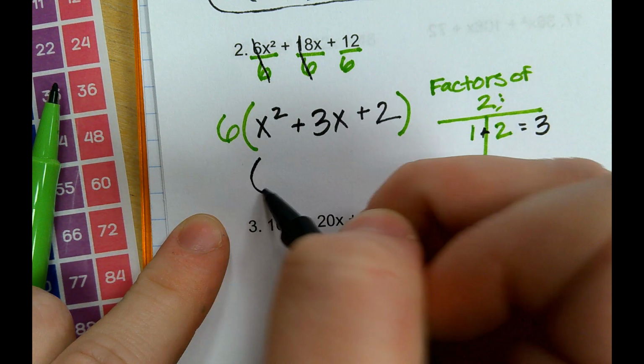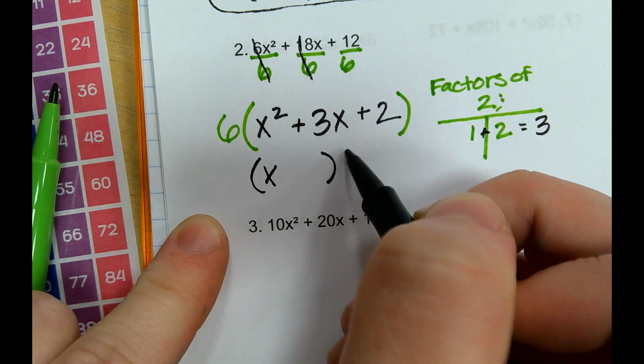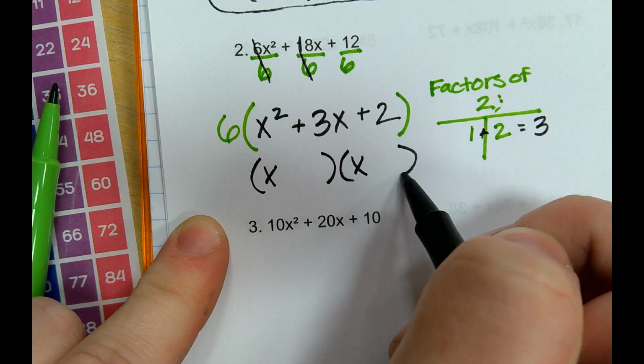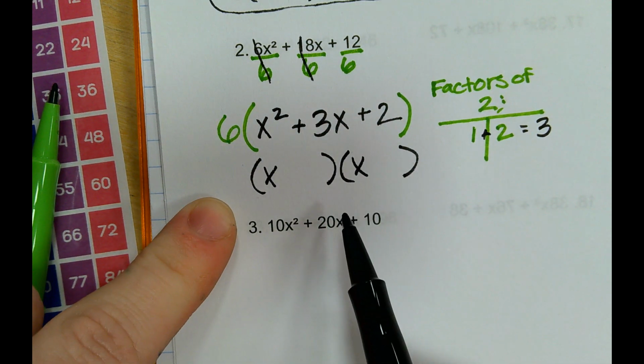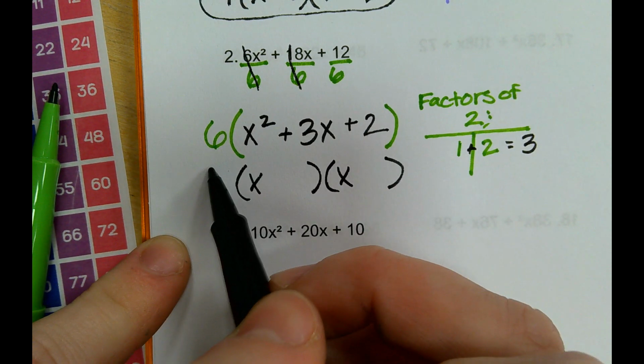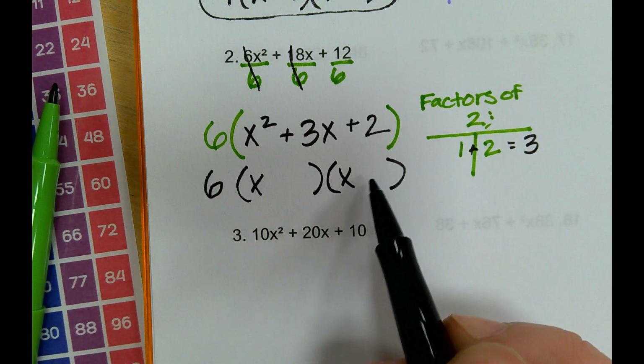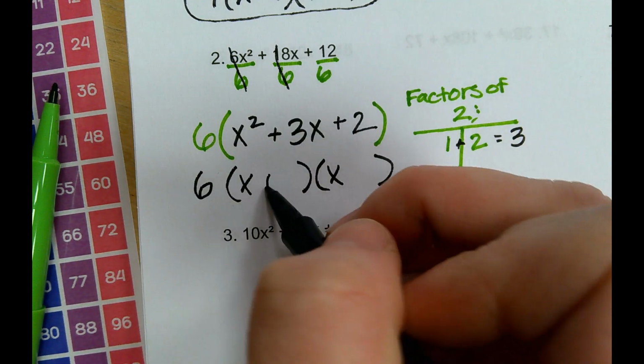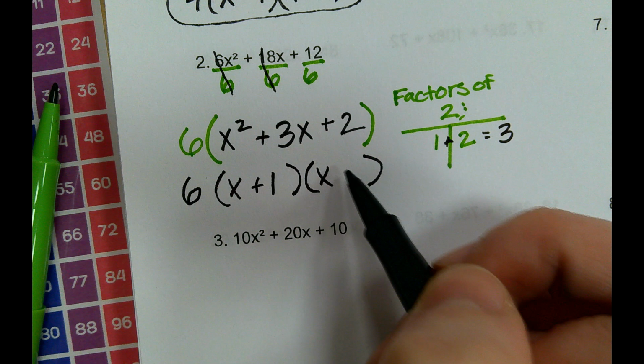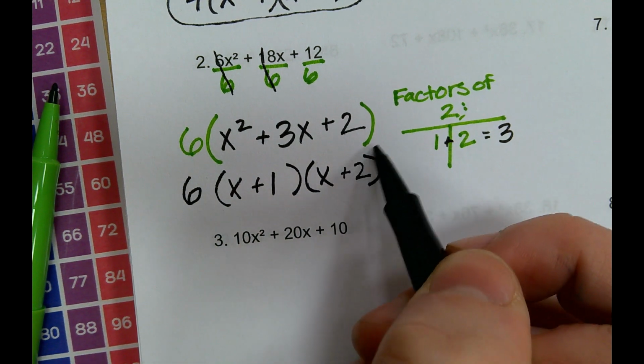Remember, our answer is going to be x with something in parentheses. x with something in parentheses. And what am I forgetting in my answer? My 6. What are my numbers here? x plus 1 and x plus 2. So 6 times (x plus 1) times (x plus 2). That's my answer.